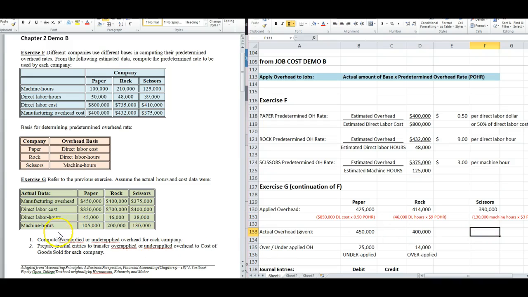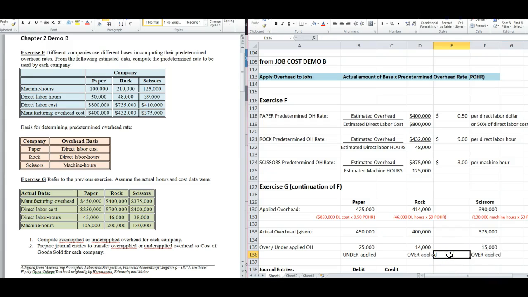The actual amount of overhead given in the problem is $375,000. We have a difference of $15,000. Since my applied is greater than my actual, we say it is over applied.